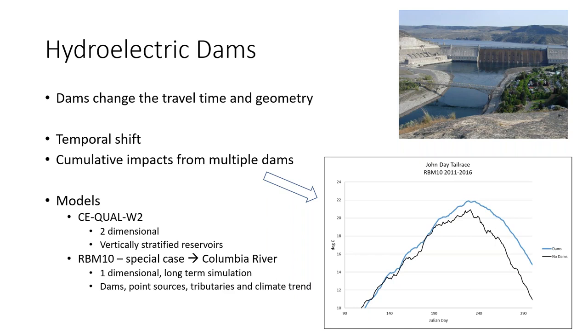And that's, you think of the thermal inertia of these rivers. They're storing more of the summer heat. They're not passing it down the river. They're storing it behind the dams, and then they're releasing it in the fall. So the river does not cool off as fast as it would have without the dams.